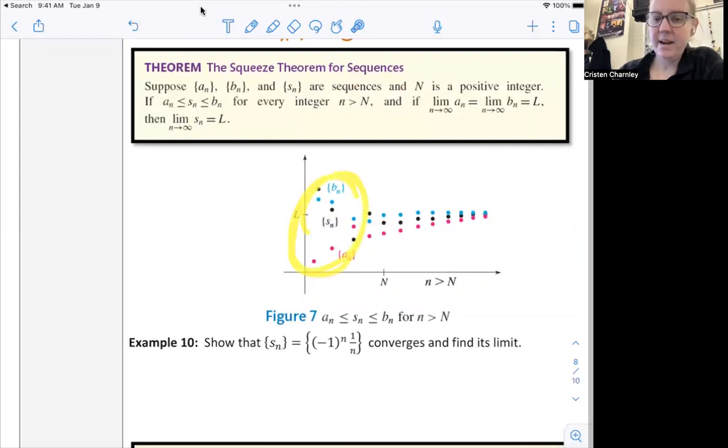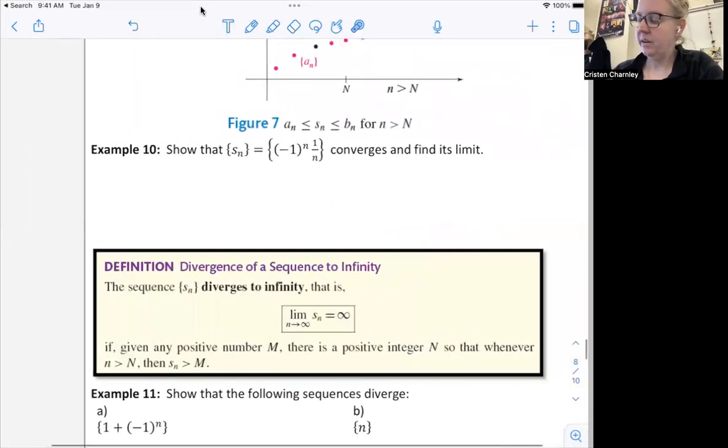So in that last example, don't worry about the beginning. The early terms don't matter. It's the later terms that do. So in this particular situation, we know that b is on the top, a is on the bottom, and s is in the middle. If a and b have the same limit, then s, which is sandwiched between, has no choice but to have the same limit. We did this back in Limit World early on.